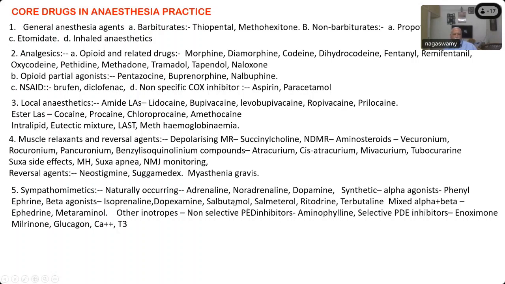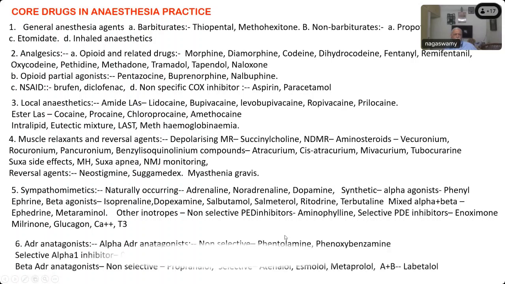So please read about all these things, and of course most of you will know all about adrenaline, noradrenaline, and dopamine, which are regularly used. Okay? And phenylephrine also you are well versed in day-to-day usage. And the next category of drug is adrenaline antagonists. So what is the use for phenoxybenzamine?